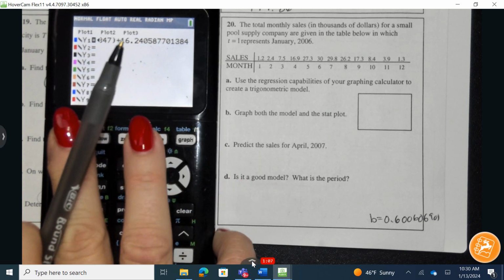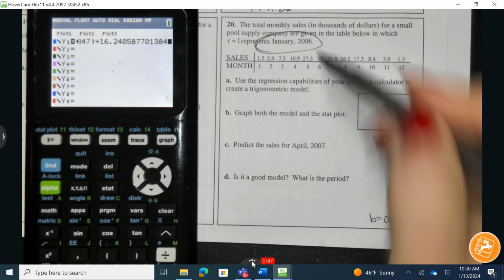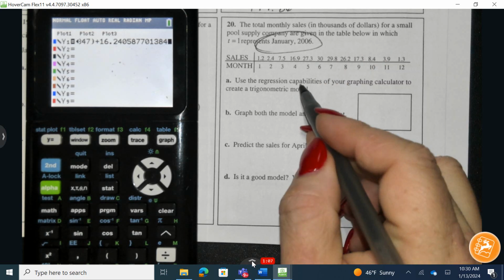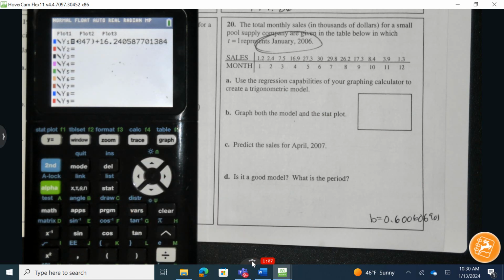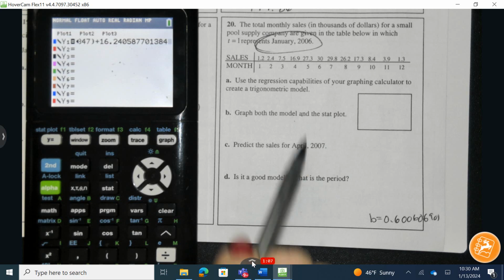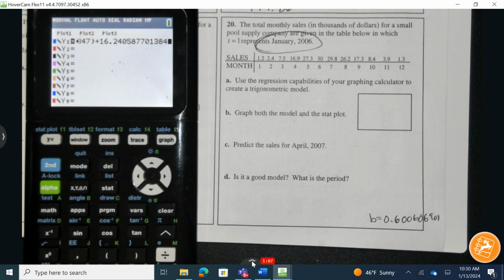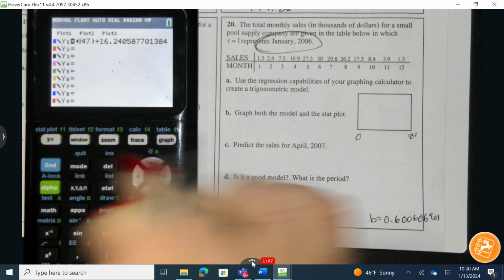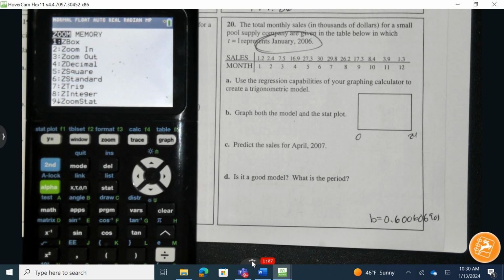Okay, now let's look at what we need to do here. This is the key: circle when we know the initial is. Initially when this is done, it's January of 2006. So I've gone through and done the model. I'm going to graph it here in just a second, but it goes past even to 2007, so I think I'm going to do 24 months. Let's go to Window and let's go 0 to 24 and go Zoom Fit.